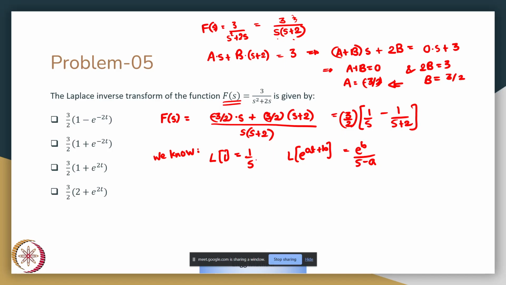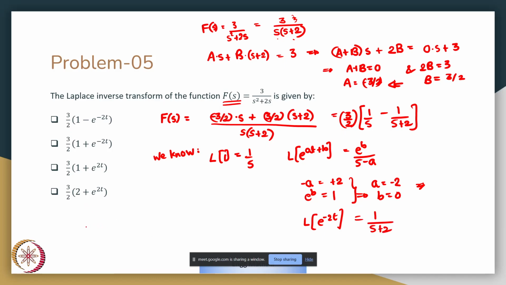So we can compare the second term with e raised to b upon s minus a, which would give us minus a is equal to plus 2 and e raised to b equaling 1, which means b is 0 and a is minus 2. So the Laplace transform of e raised to minus 2t is 1 upon s plus 2.